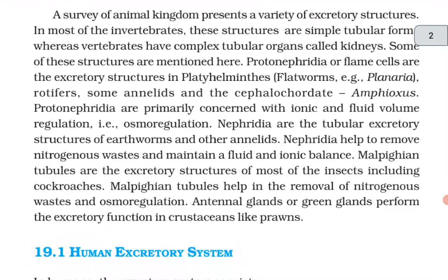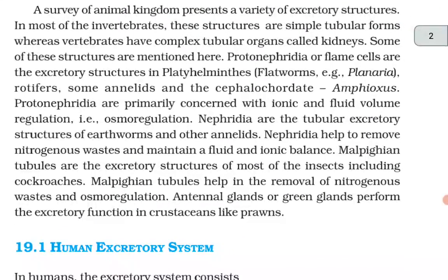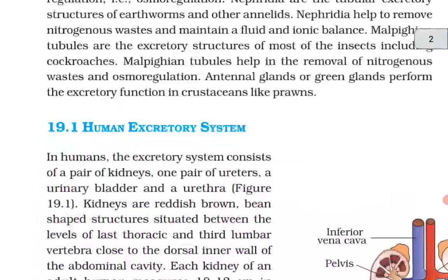Malpighian tubules are the excretory structures of most of the insects including cockroaches. Malpighian tubules help in removal of nitrogenous waste and osmoregulation. Antennal glands or green glands perform the excretory function in crustaceans like prawns.